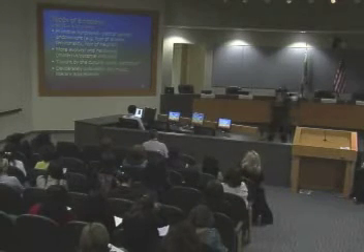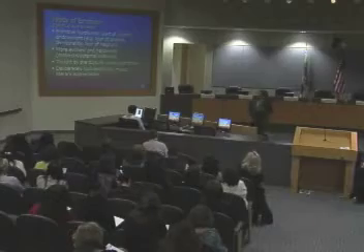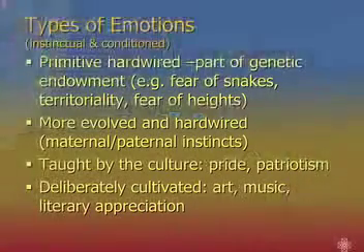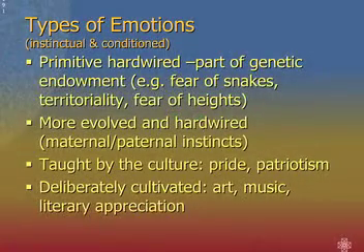So there's different types of emotions, too. There's hardwired emotions, which are genetic. They're part of our genetic endowment, like fear of snakes, fear of heights. Those are hardwired. Those are built into us. And then there's emotions that we are taught. They're called conditioned emotions by the Sufis in particular. And these are things that we're taught to make us emotional. If you're an American, you get emotional when you hear the Star Spangled Banner.